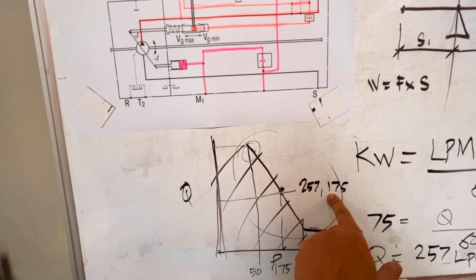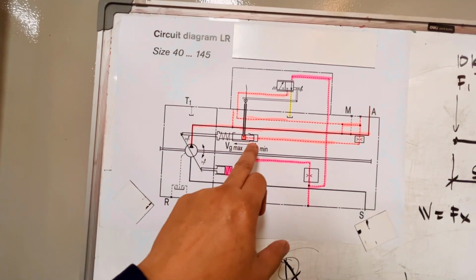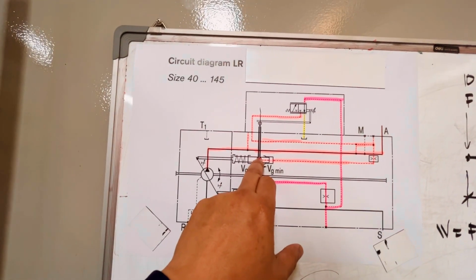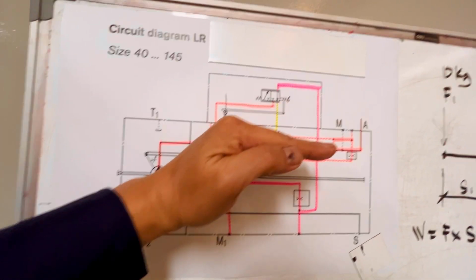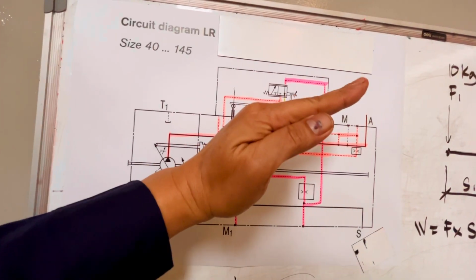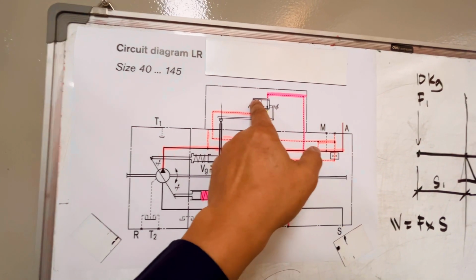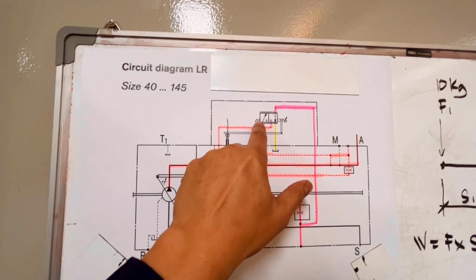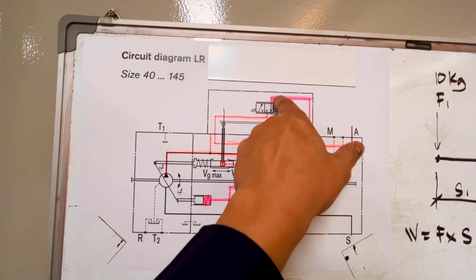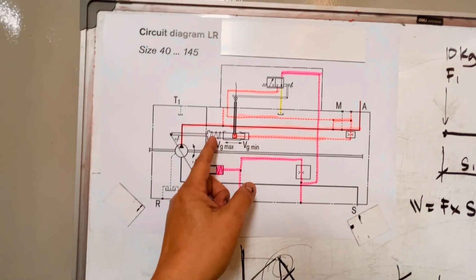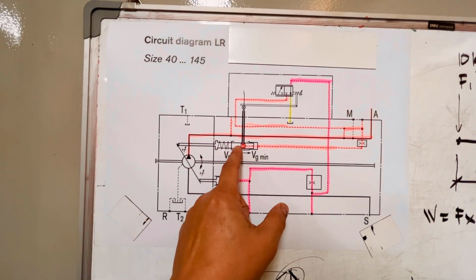So at 175 bar you need displacement of 257. How does that happen? The pressure acting here on your feedback piston pushes that lever, so the lever will push away, counter the spring, and then this one will move to the right because you have a spring here. Once that moves to the right, it opens your P and A, and then this moves to minimum to 200, it will give you 257 liters per minute.